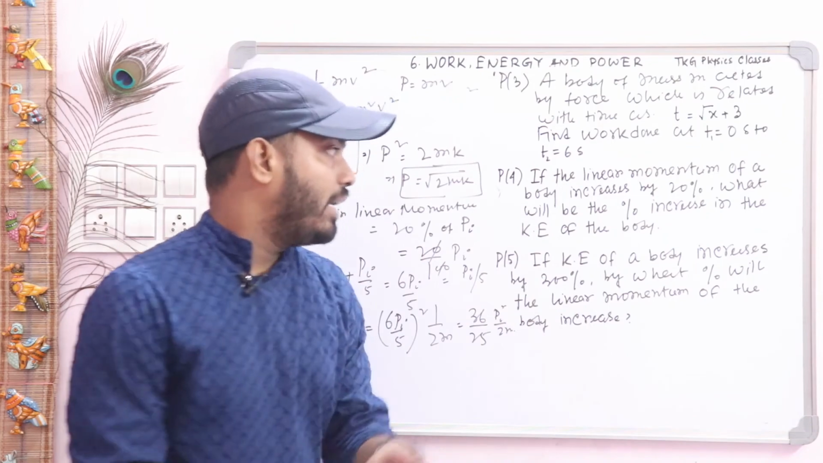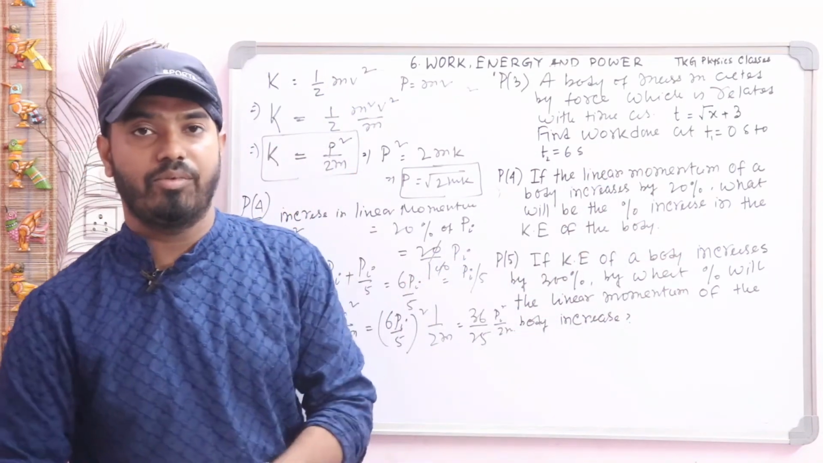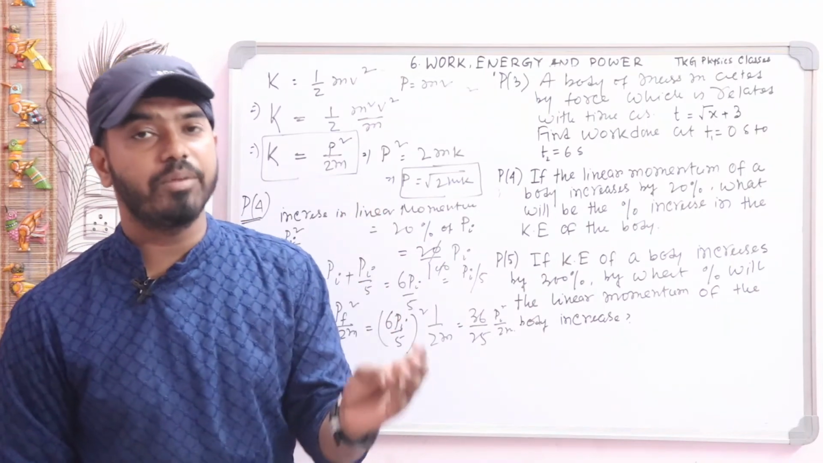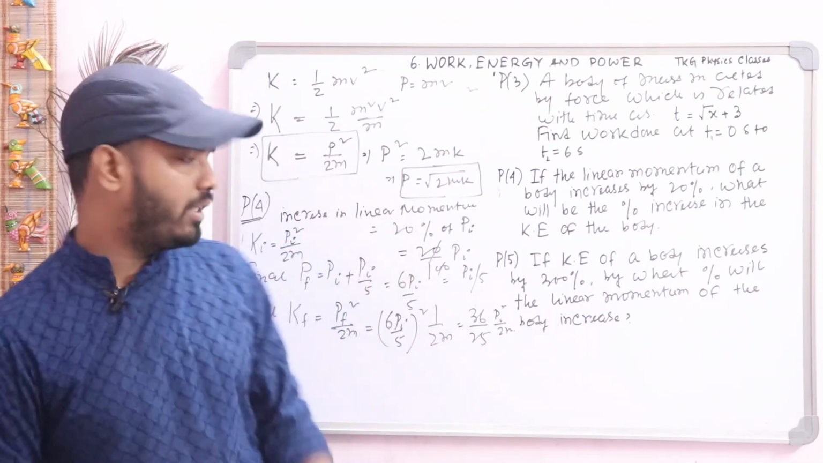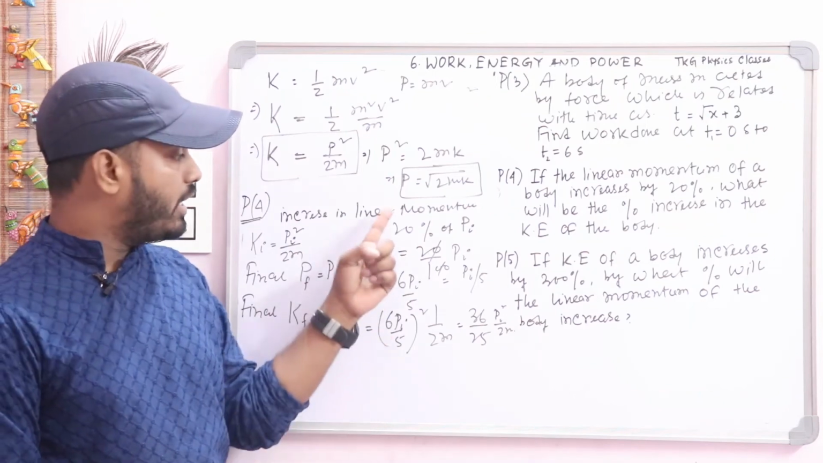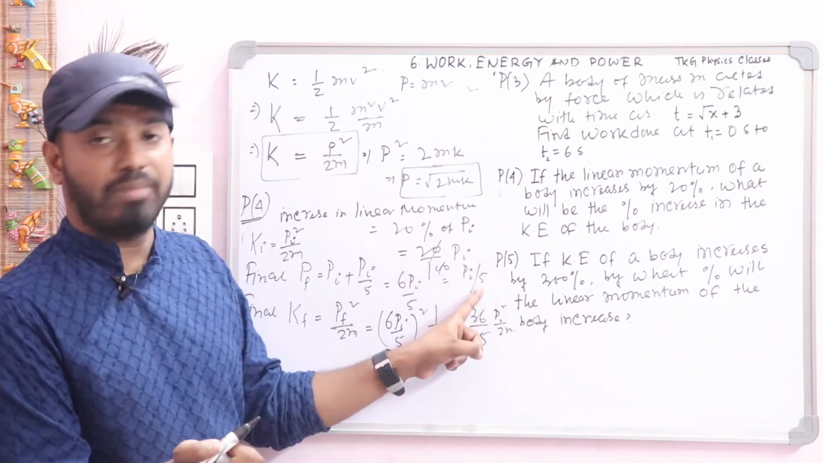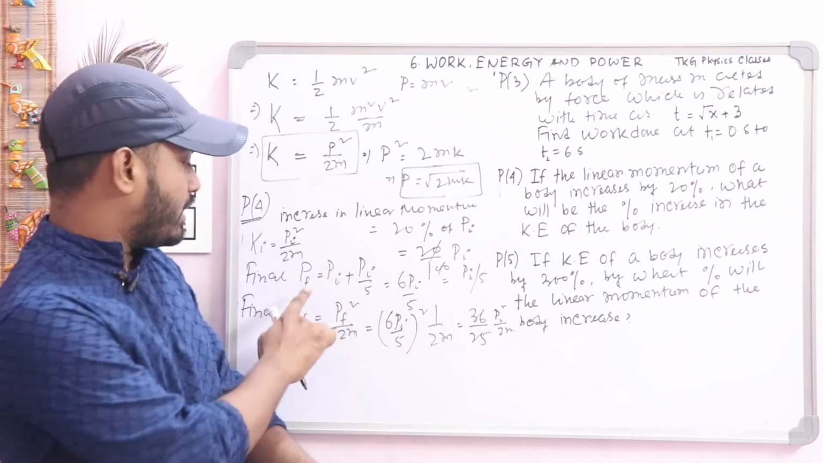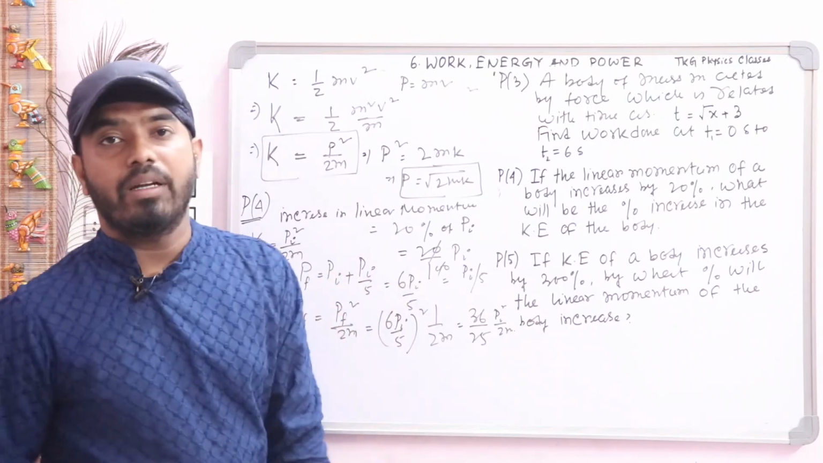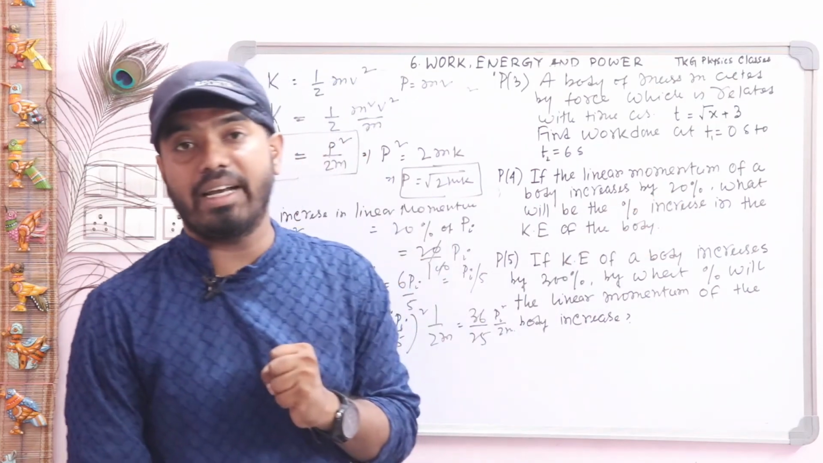Okay. For these types of problem, at first you find 4 values. Which ones? Initial kinetic energy, final kinetic energy, initial linear momentum, final linear momentum. Initial kinetic energy, this is the final kinetic energy. Initial linear momentum Pi, increase in linear momentum 20% of Pi, so Pi by 5. So final linear momentum, that is initial plus amount of increase, that is 6 Pi by 5. Now here you have to find out what will be the percentage increase in kinetic energy.